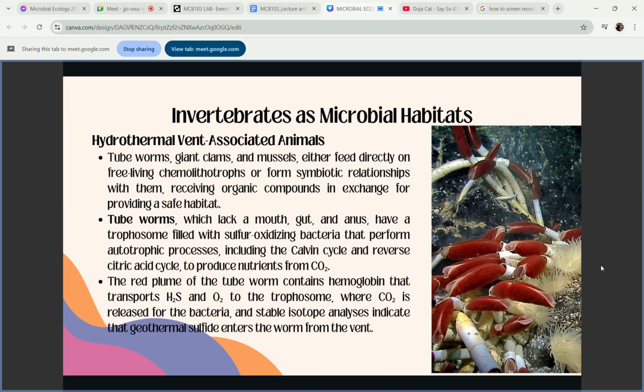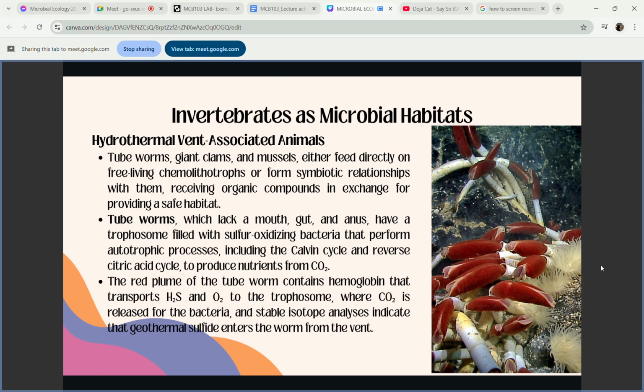So other invertebrates are the hydrothermal vent associated animals like the tube worms, giant clams, and mussels, which either feed directly on free living chemolithotrophs or form symbiotic relationships with them. So they receive organic compounds in exchange for providing a safe habitat.